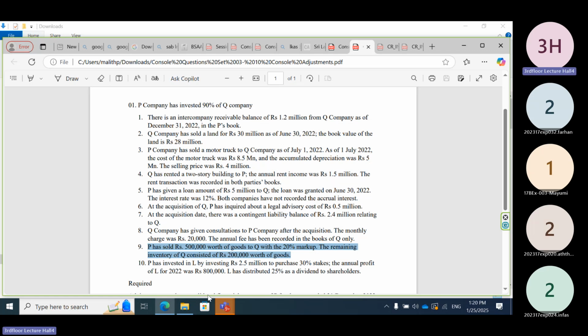So then the margin. Margin versus markup, what do you mean by that? Margin means gross profit divided by sales. Right? Markup means gross profit divided by cost of sales.